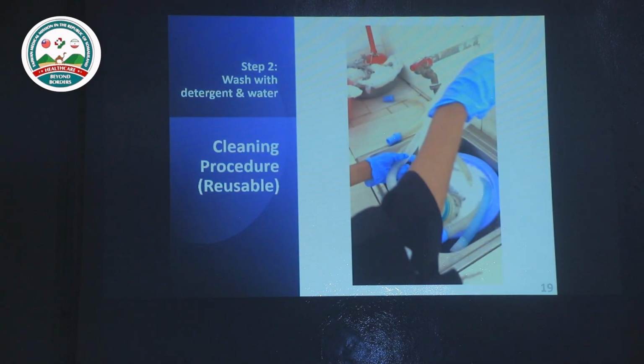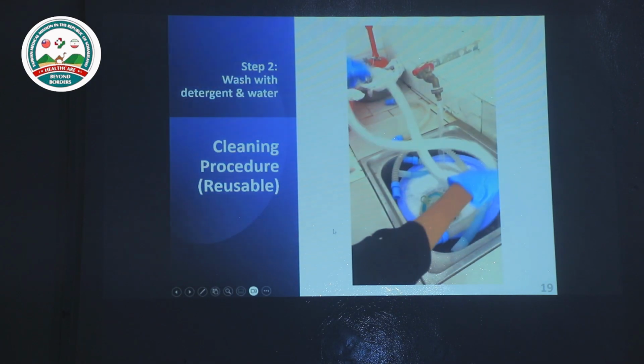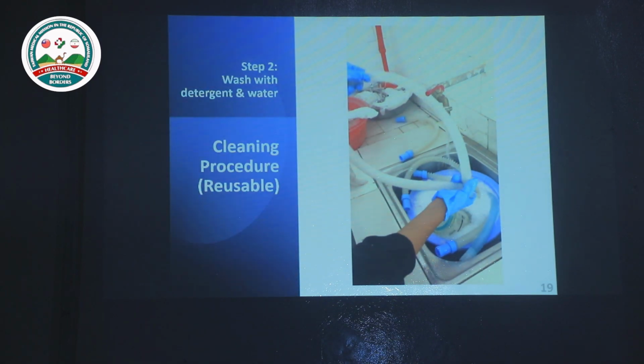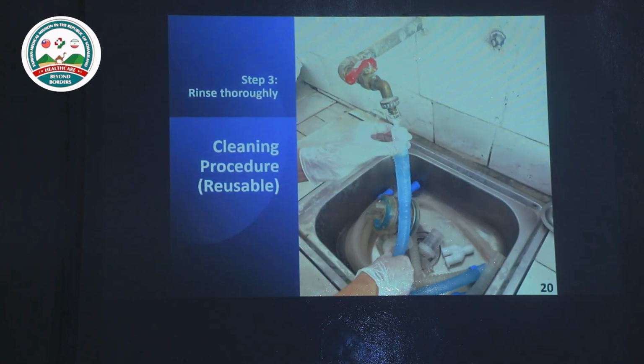And I would like to mention that we not just wash the external part, we also need to wash the internal part of the ventilator circuit. Okay, so we wash the external and internal parts of the ventilator circuit with detergent and water. And step 3 is to rinse completely, especially the internal part of the ventilator circuit.